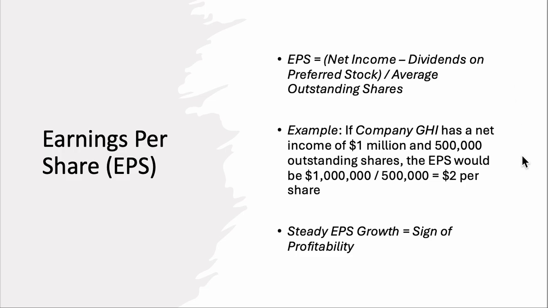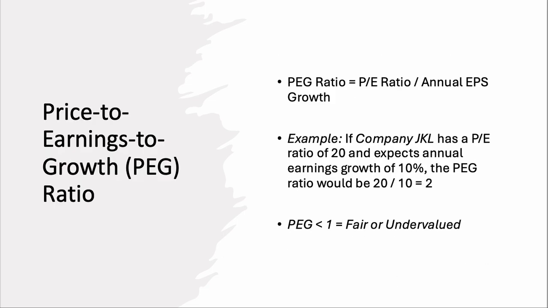Here's an example. If company GHI has a net income of $1 million and 500,000 outstanding shares, the earning per share would be 1 million upon 500,000, that is $2 per share. An EPS of $2 means that the company generates $2 in earning for each share of stock. Investors typically look for companies with a steadily growing EPS, which signals increasing profitability.